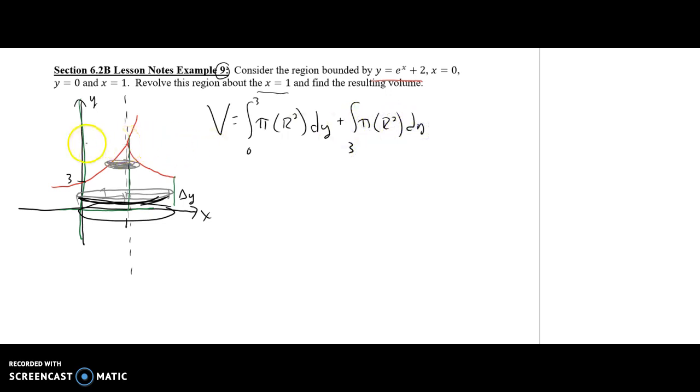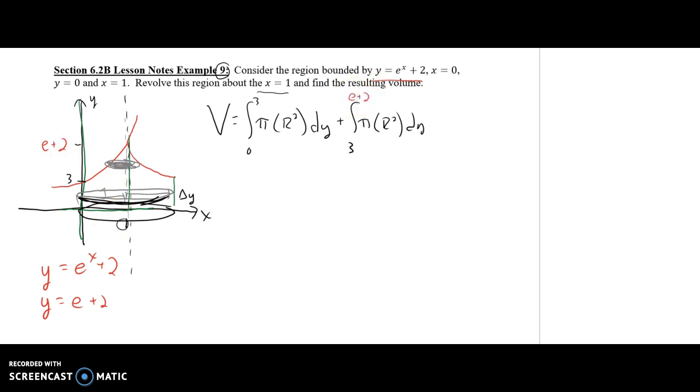But now I'm going to have to find this point right up here. And that y value is going to happen at x equals 1. So all I'm going to have to do is take my e to the x plus 2, and I'm just going to have to plug in the value of 1. And so that's going to end up being e plus 2. So this value up here will be e plus 2.